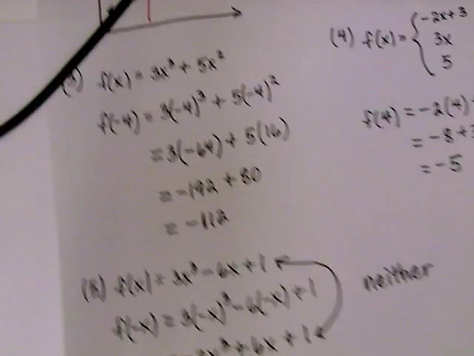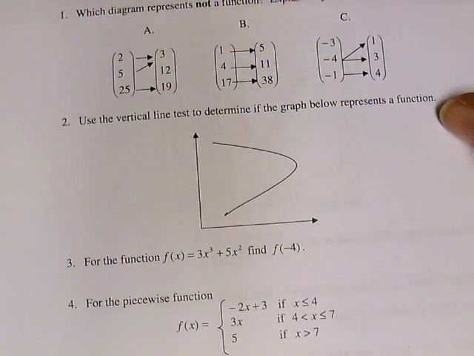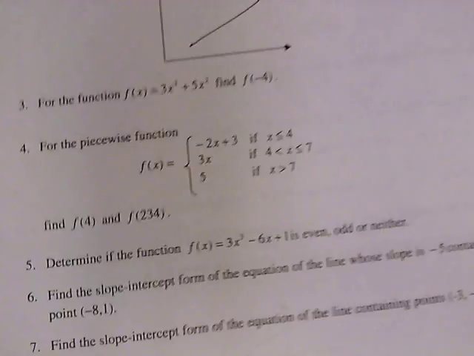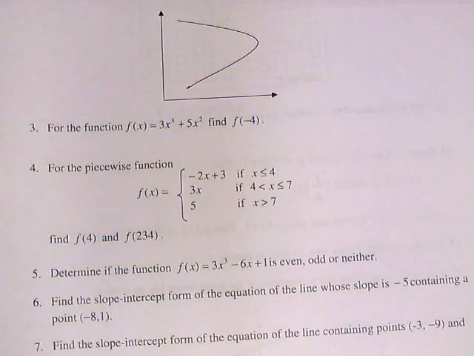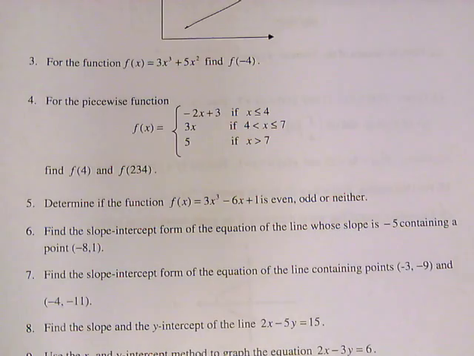Okay. On to problem number 6. In this case, you're asked to find the slope-intercept form of the equation of a line whose slope is 5, containing a point negative 8, 1.